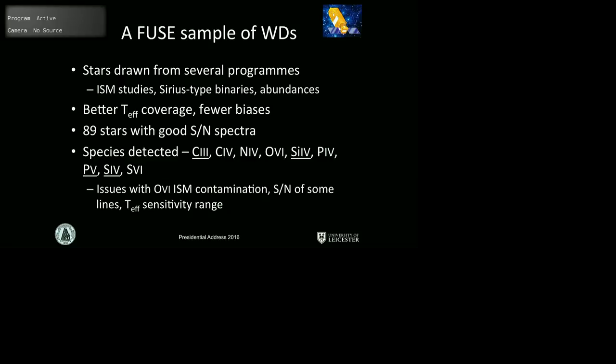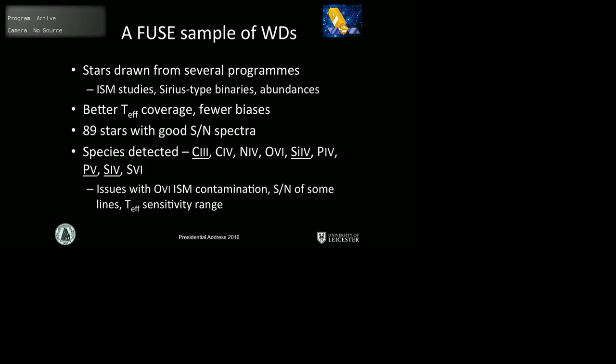One of the things we found with Hubble, if you propose to observe a white dwarf where you don't already know there were metals in the atmosphere from some other evidence, you couldn't get the observations. And so FUSE, because of this different selection criteria, has produced an extremely powerful catalogue of about 90 stars with good signal-to-noise spectra in the far UV, in which we detect many species: carbon, nitrogen, oxygen, silicon, phosphorus, sulfur, and importantly, the species that I've underlined here, we detect in excited states in this particular part of the spectrum.